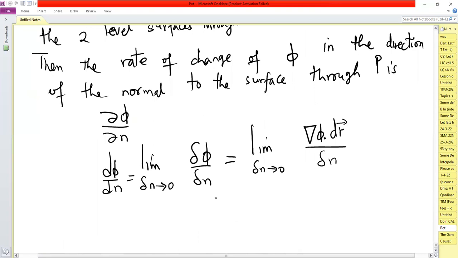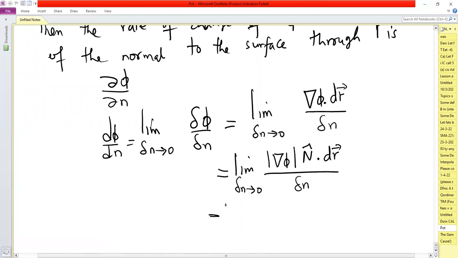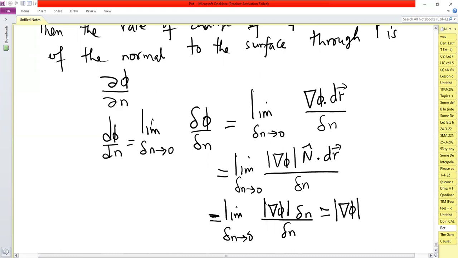Which can be written as the limit as delta n approaches 0 of magnitude of this gradient of phi times the unit normal vector dotted with delta r, divided by delta n, which can be written as the limit as delta n approaches 0 of magnitude of gradient of phi times dn over delta n, which is just the same as magnitude of gradient of phi.